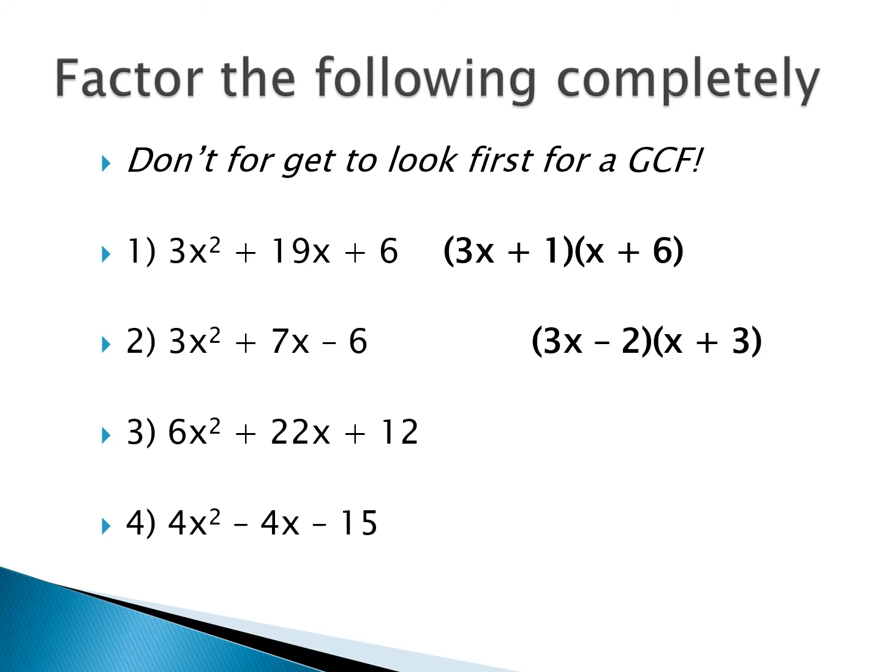Now I had very similar numbers to the first problem with this one. Still the 3x squared, so I'm going to have 3x and x. But for minus 6, I'm going to have opposite signs. I need to combine them to get 7x. So I got to play around with it, trial and error, see which ones worked. It's 3x minus 2 and x plus 3.